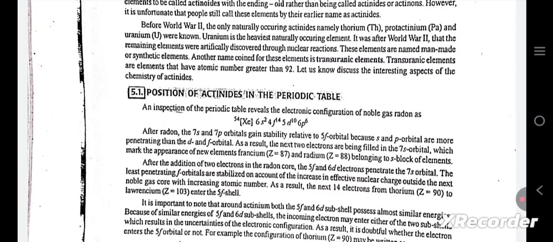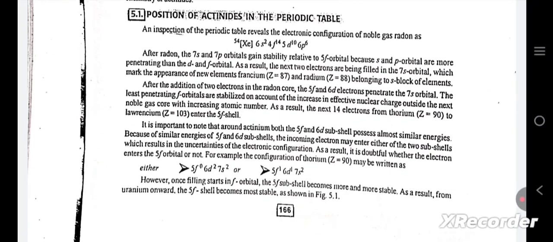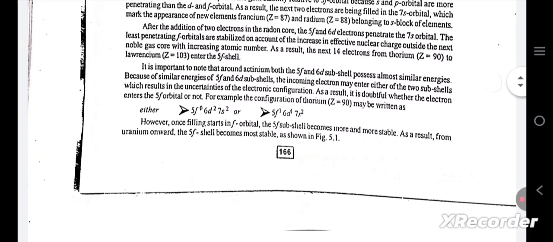Let us now discuss the interesting aspects of the chemistry of actinides. Position of actinides in the periodic table. An inspection of the periodic table reveals the electronic configuration of the noble gas radon. After radon, the 7s and 7p orbitals gain stability relative to the 5f orbital because s and p orbitals are more penetrating than the d and f orbitals. As a result, the next two electrons are filled in the 7s orbital, which marks the appearance of new elements francium and radium belonging to the s block of elements.